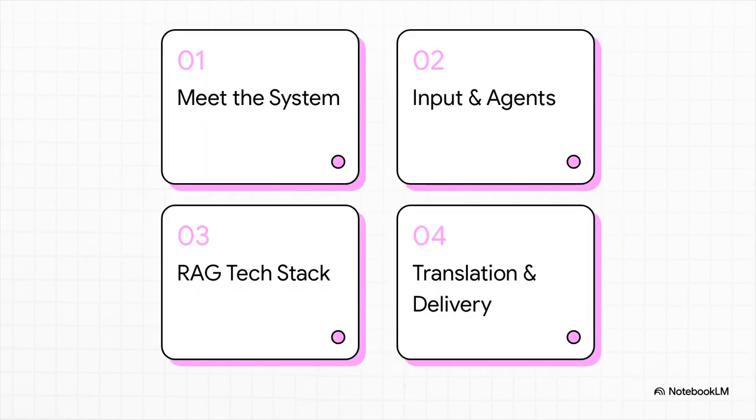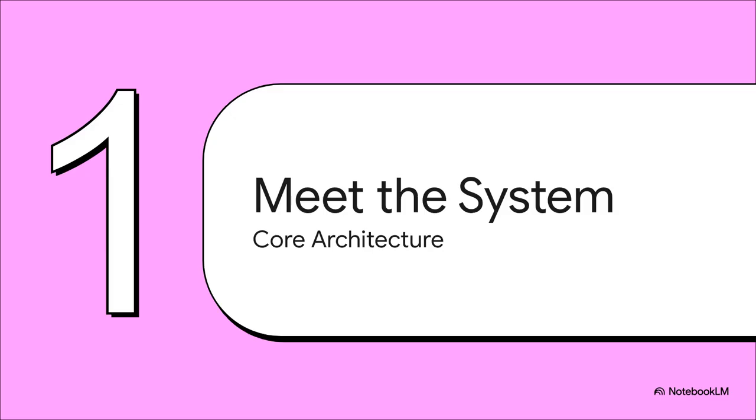To answer that, we're going to follow the journey of a query. We'll start by meeting the system, then move to phase 1, looking at the input and agents. After that, we'll hit phase 2, breaking down the RAG tech stack, and finally wrap up with phase 3, covering translation and delivery. All right, section 1.